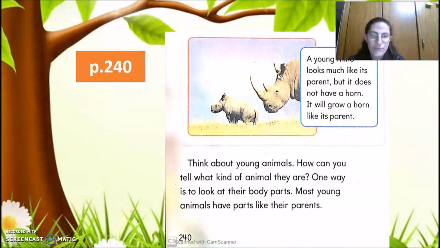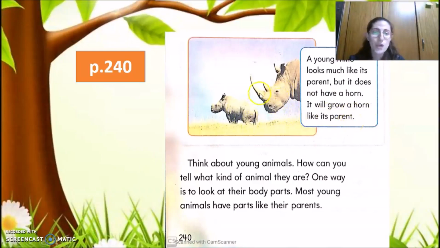Clear? Let's read together. A young rhino looks much like its parent, but it does not have a horn. It will grow a horn like its parent. So I'm going to read it one more time, then I'm going to explain it, okay? A young rhino looks much like its parent, but it does not have a horn. It will grow a horn like its parent.